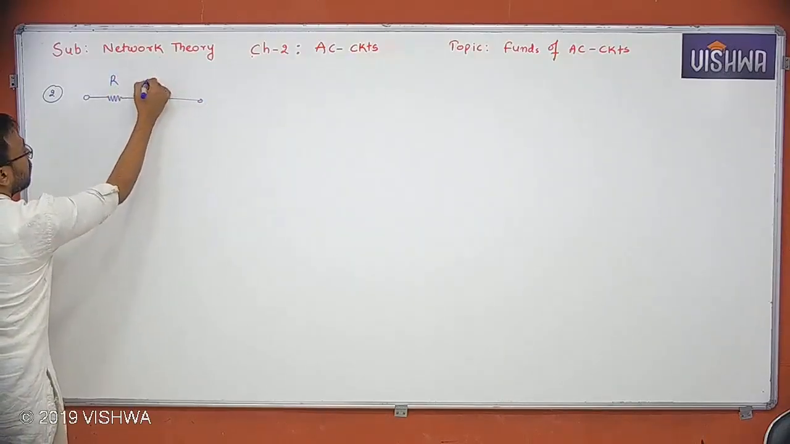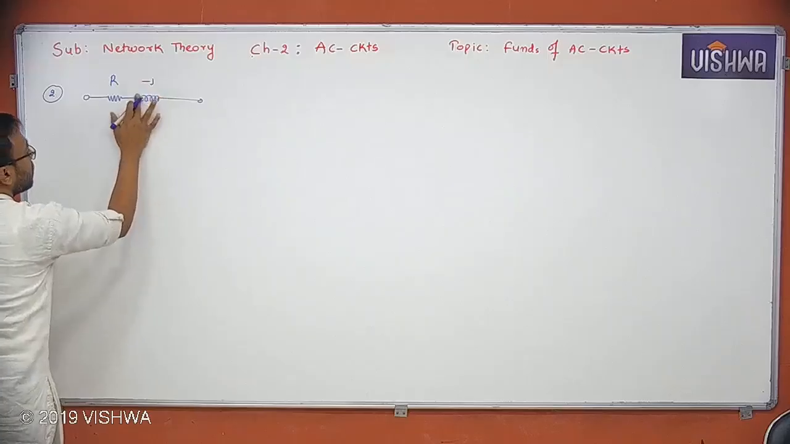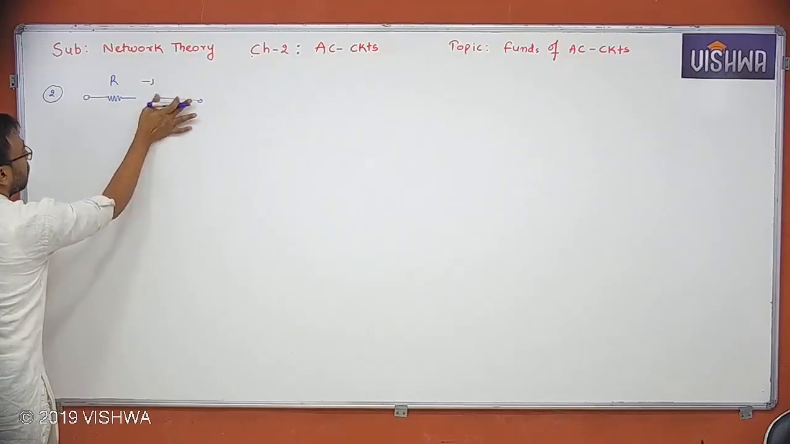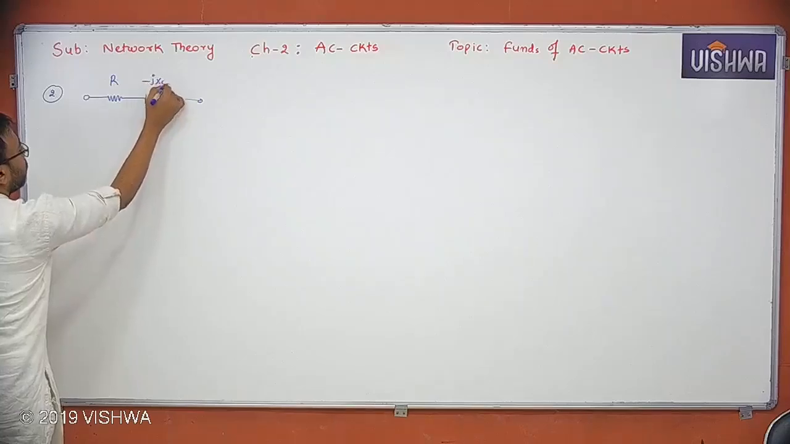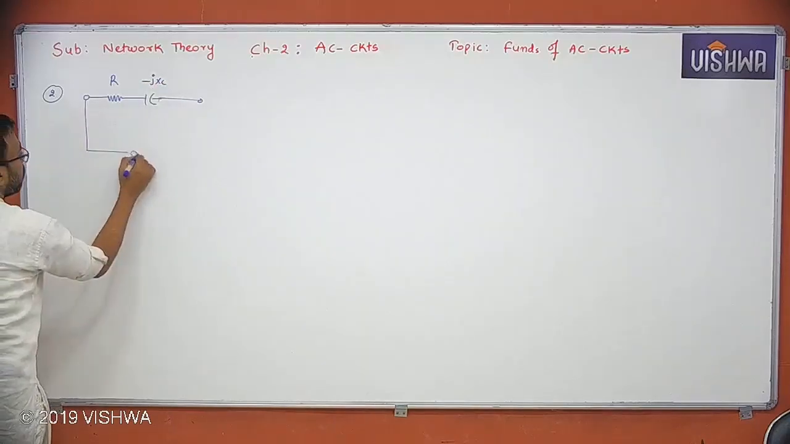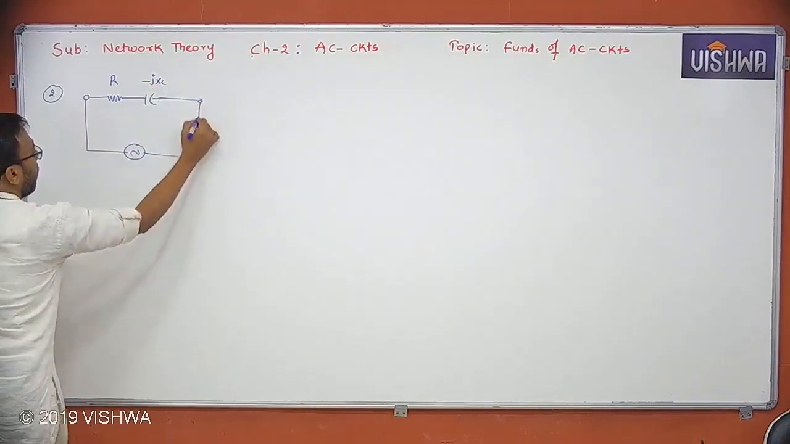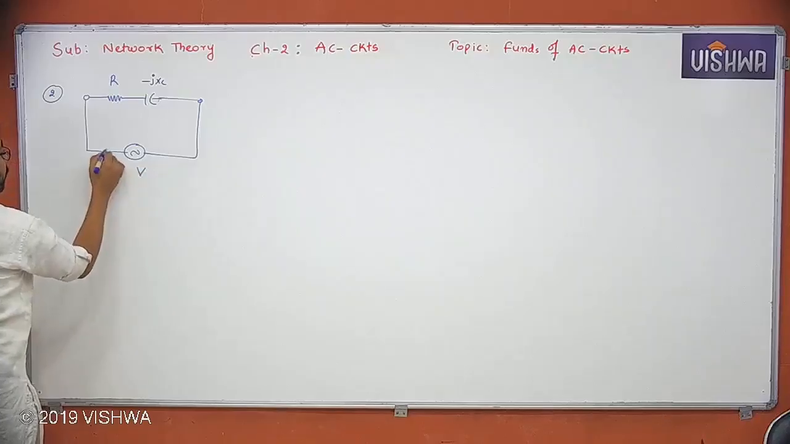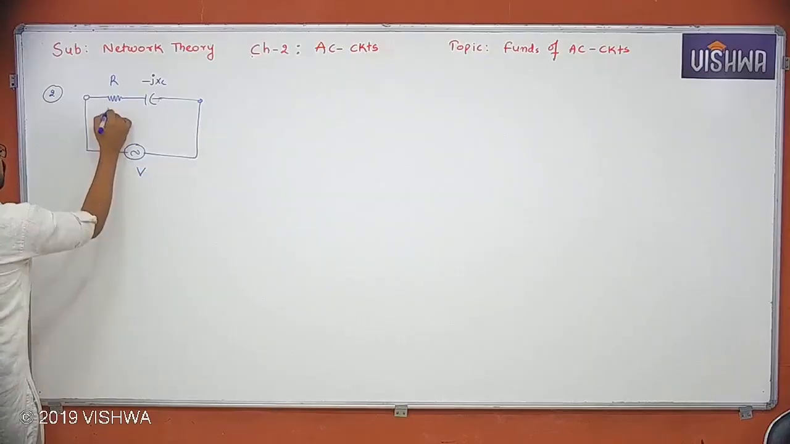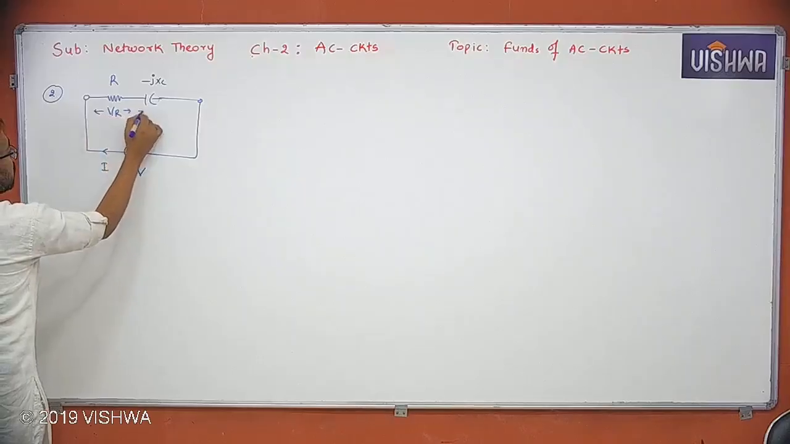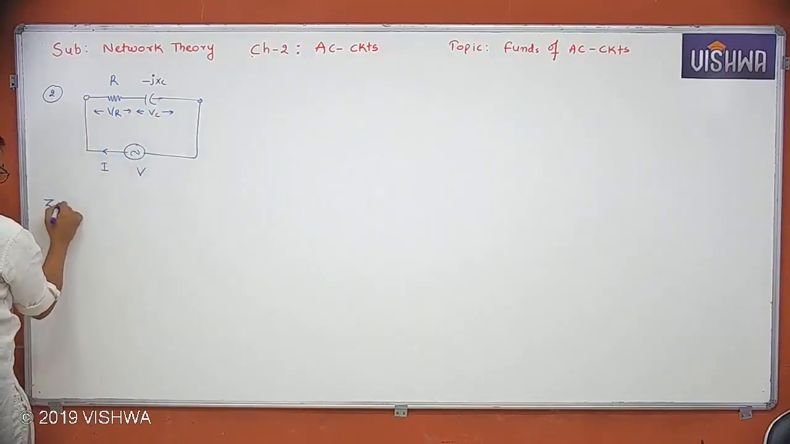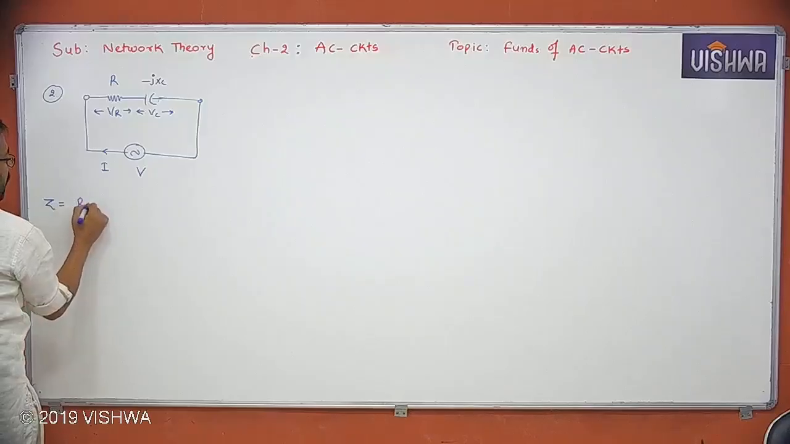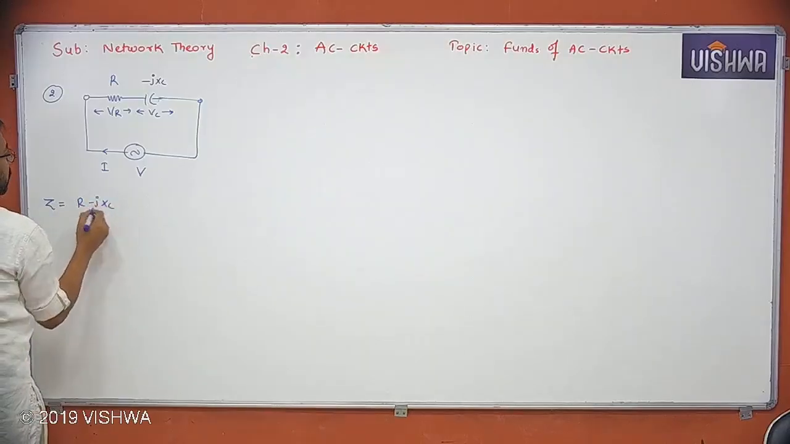Minus jXC, yeah, this is C, right? Minus jXC. V and I. VR. This is VC. Okay. The same way you can proceed. R minus jXC. What is the assumption here?